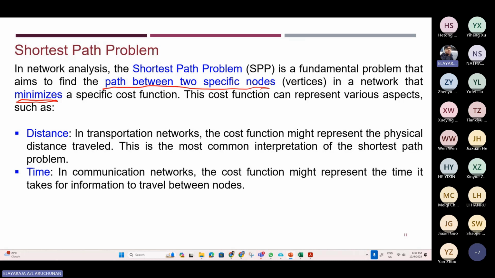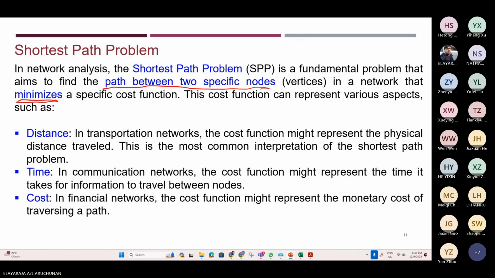First is the communication networks. Time is one of the cost functions, which might represent the time it takes information to travel between the nodes. So if the time is short, it is more preferable compared to a longer time. So we are going to involve the time as well. We need to consider the time to be minimized.